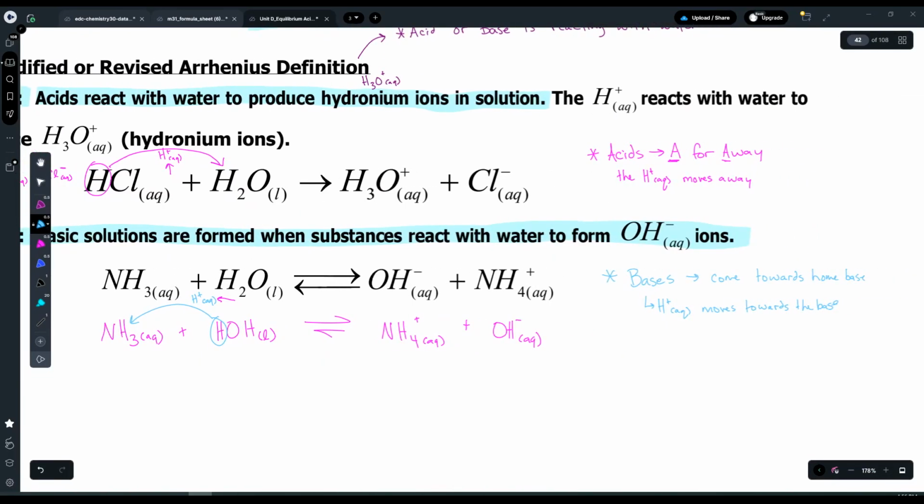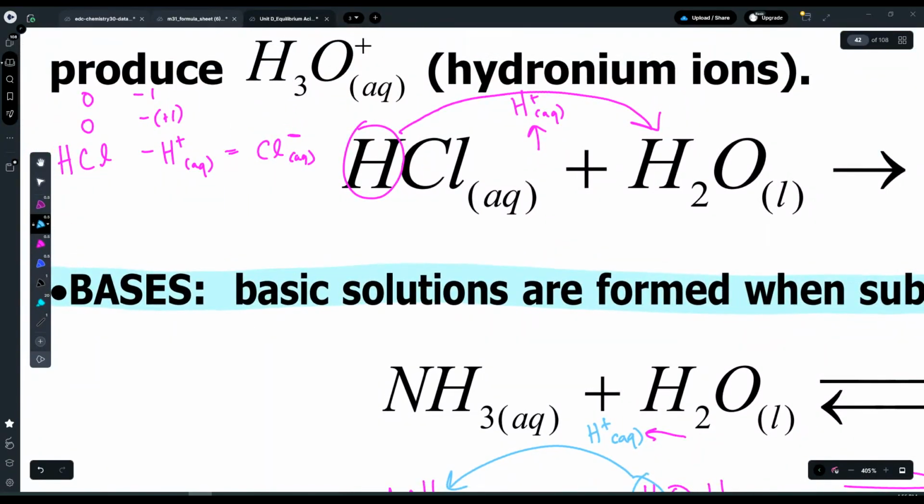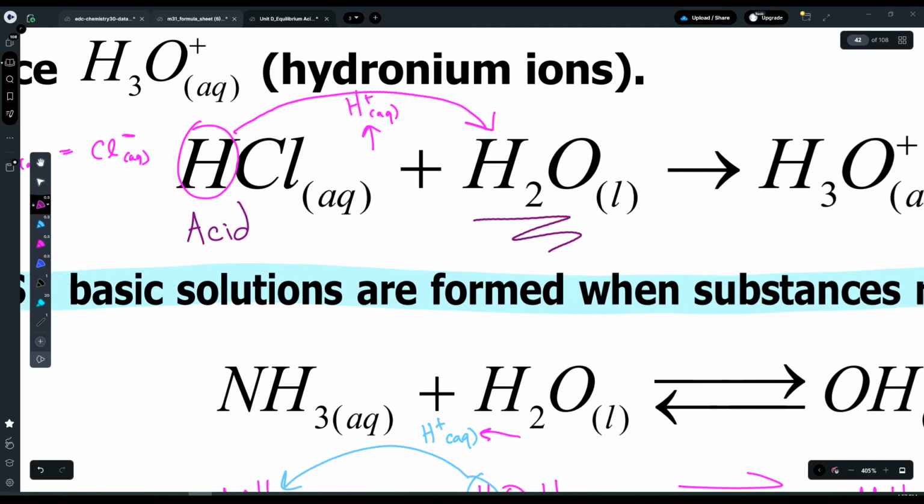Okay, so another thing that I want to do just before we move on is we're just going to label the acids and bases here. So hydrochloric acid, that was our acid. And in this case, for water, since the hydrogen moved towards the water, even though it's a neutral substance, it acted like it was a base because it accepted the hydrogen. So I'm going to put that in quotation marks because it doesn't have a basic pH, but it was acting like a base.